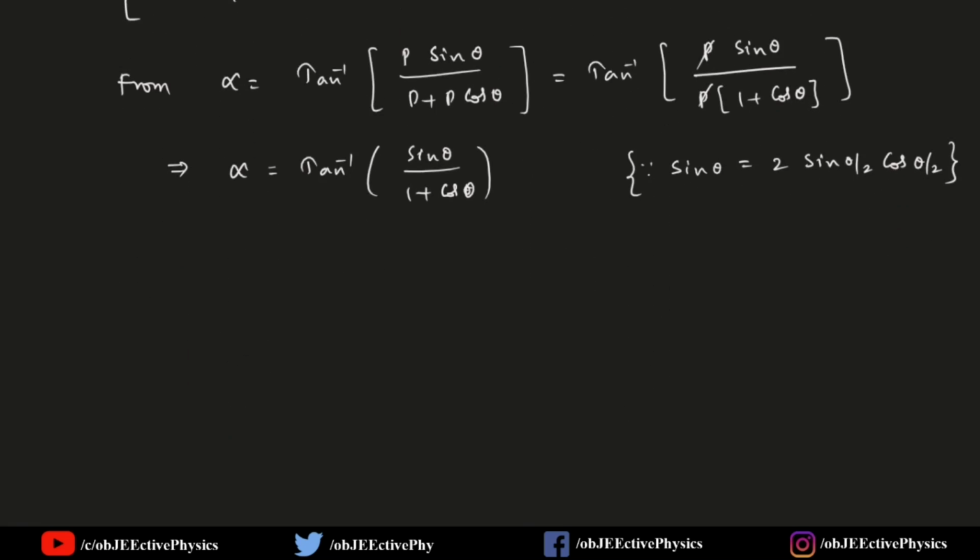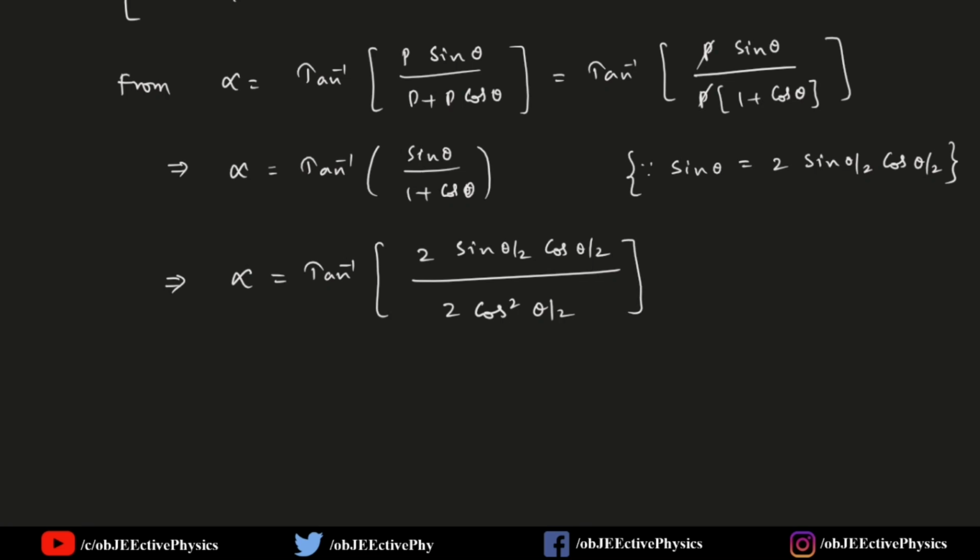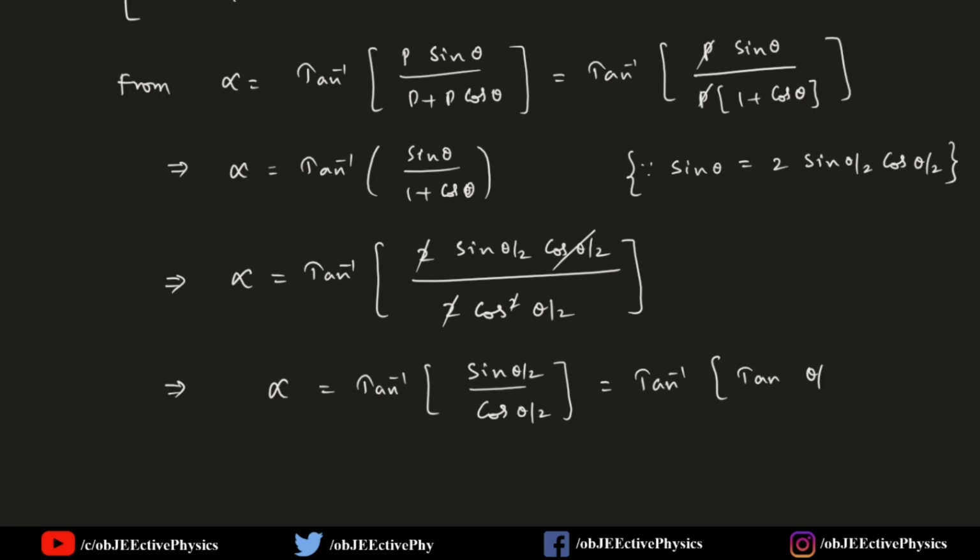And 1 plus cos theta I gave already in the previous slide. So that implies alpha is equal to tan inverse of sin theta, now 2 sin theta by 2 cos theta by 2 divided by 2 cos square theta by 2. So here 2 cancels, 1 cos theta by 2 cancels. So alpha is equal to tan inverse of sin theta by 2 divided by cos theta by 2. Sin theta by 2 divided by cos theta by 2 is tan theta by 2. So tan inverse cancels, so that alpha is equal to theta divided by 2.